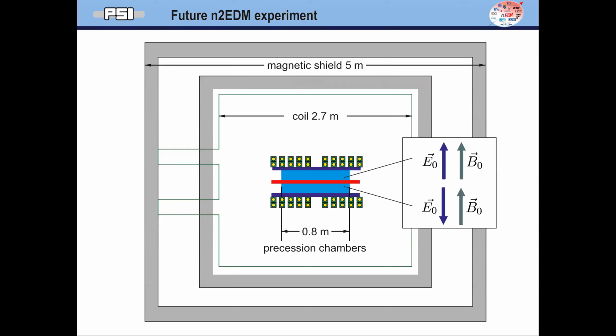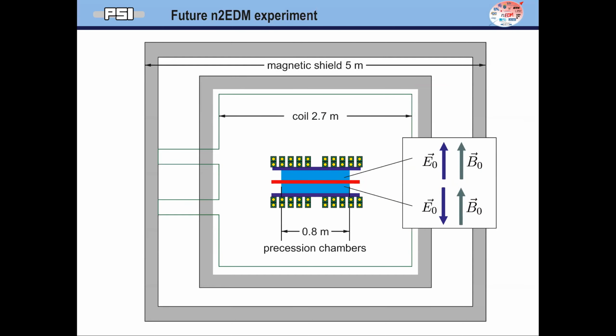Yeah, we are just setting up a new experiment, which has one more trick to be better than the last one. We have two such volumes where the neutrons are. The electrode that makes the electric field, the high voltage electrode, is in the center. And then on both top and bottom, we have ground electrodes. And this means that we get the situation where the electric field is parallel to the magnetic field in the upper chamber, and the situation where the electric field is anti-parallel to the magnetic field in the lower chamber.